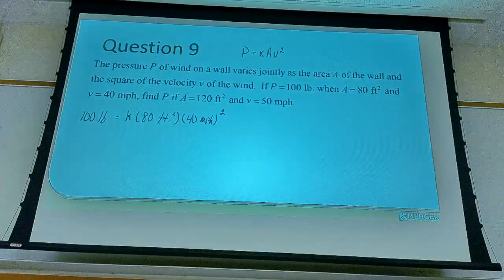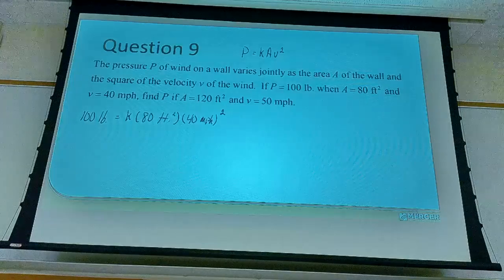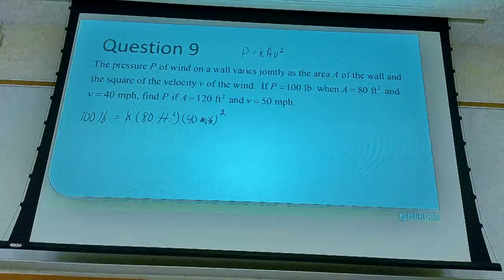Wait, so can you write it like the original? Oh. So that's the equation for pressure for this problem. And this is pressure of wind. Remember, there's different types of pressure. You also have water pressure, which is different.